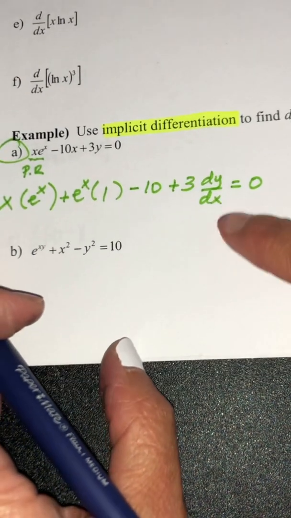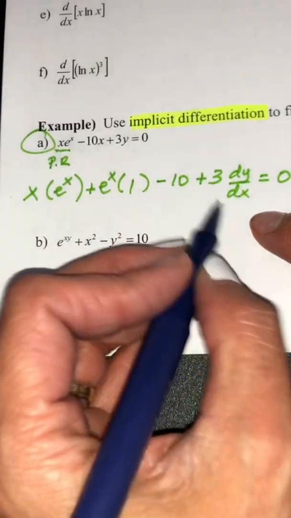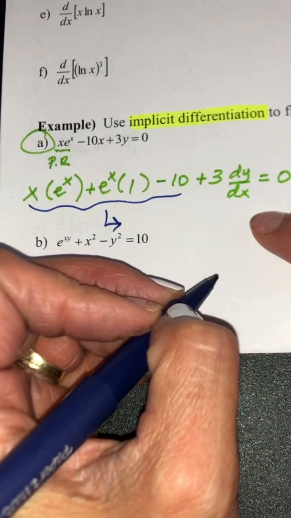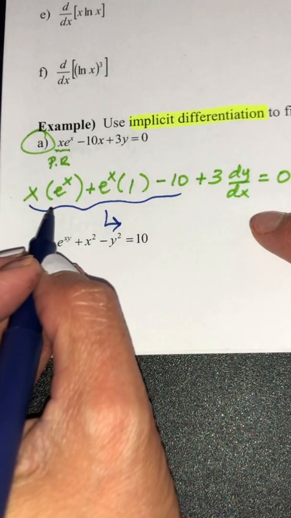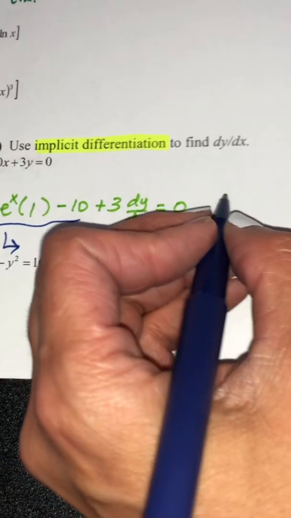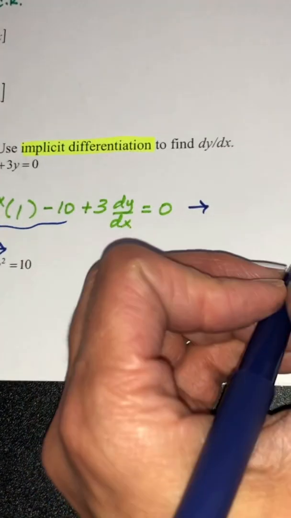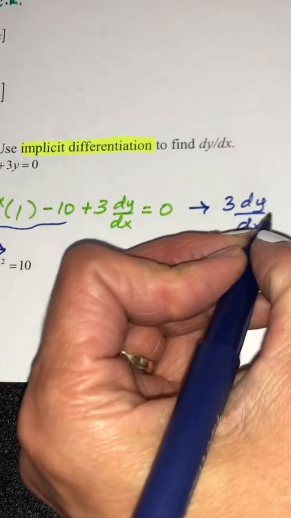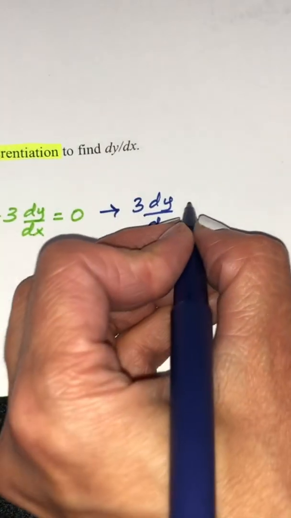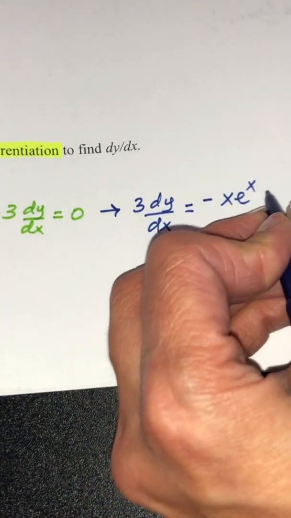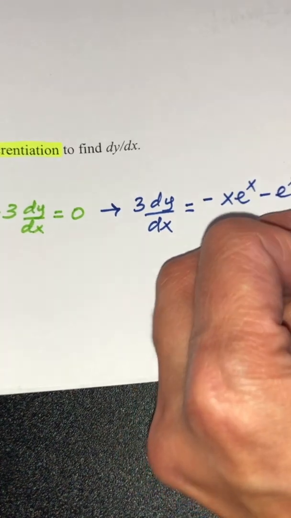Okay, so we need to isolate the dy dx. So this is going to stay here, but all of this has to go to the other side. So we're going to need to subtract the x e to the x, subtract the e to the x, and add the 10. So we will get 3 dy dx equals negative x e to the x minus e to the x plus 10.